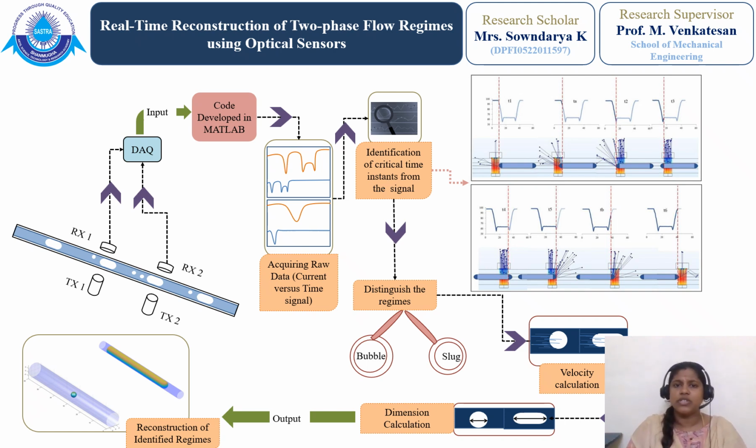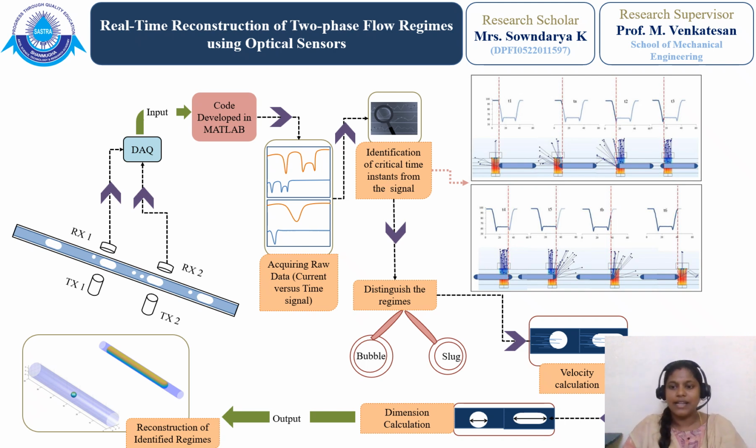This is done by processing the electrical signal which is acquired from the optical sensor with the help of NI DAQ. Here, the laser diode is used as the transmitter and the photoresistor is used as the corresponding receiver. MATLAB code is developed with the steps which I have shown here. Initially, it is made to acquire the data, then it will identify the critical time instance of the current signal.